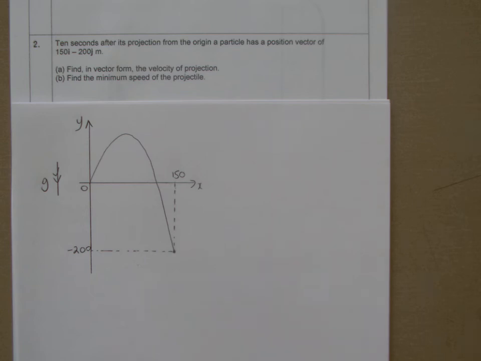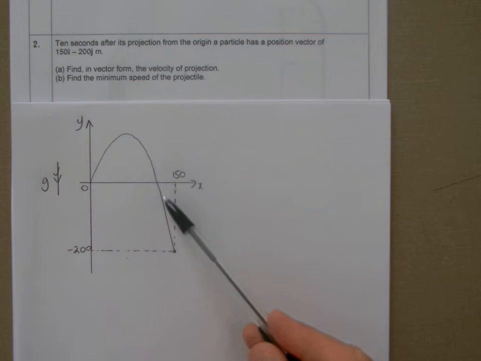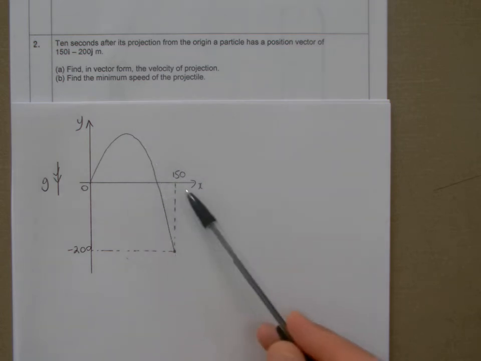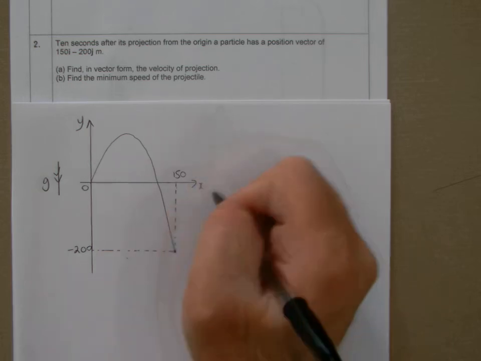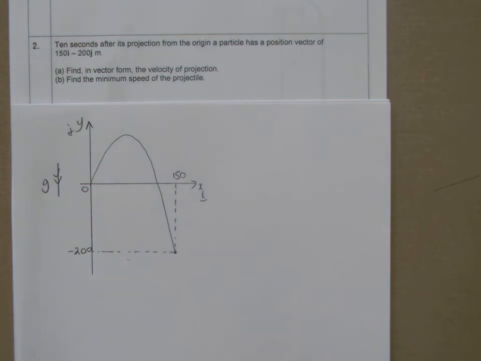Okay, 10 seconds after its projection from the origin, a particle has position vector of 150i minus 200j. So you can see here I've represented that on the diagram. Projected from the origin, so it goes up and then it falls, and you can see the 150 across in the horizontal direction, the x direction, which is the i notation, of course. And then the j represents the y direction. Because it's minus, it's obviously in the negative region of the axis here. So that's the position vector.